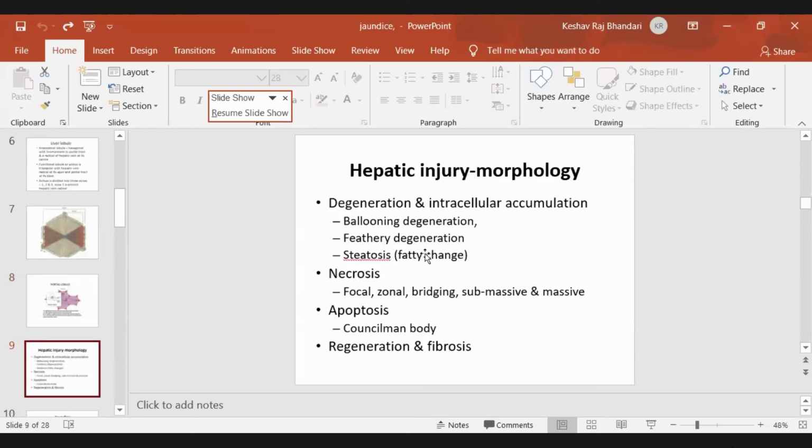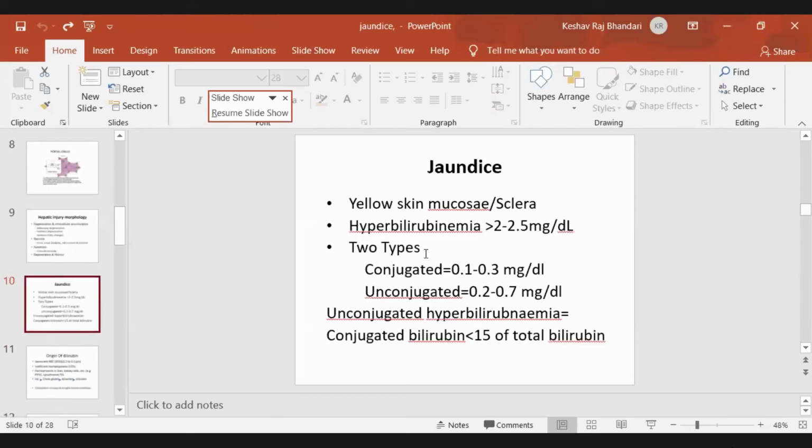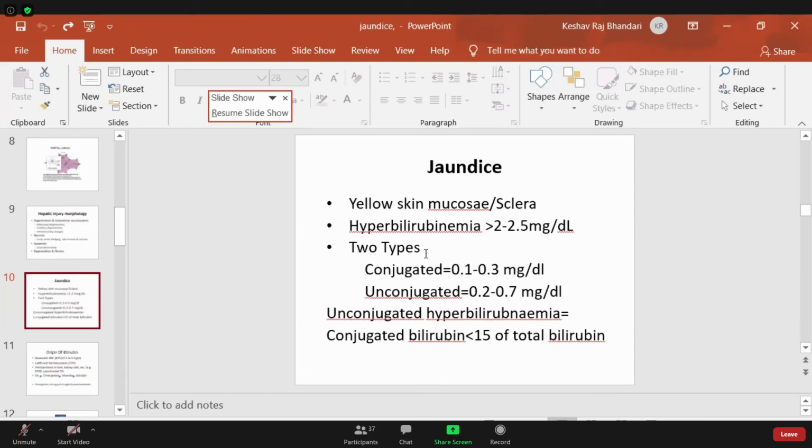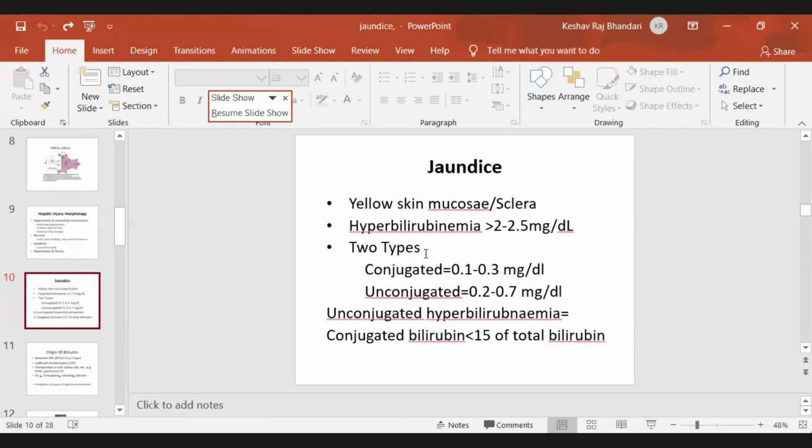Hepatic injury, this will be talking about what the changes in the liver cell are when it is injured by hypoxia, toxin or infection or whatever. That is just, this is not part of jaundice. Jaundice is, as I told you, yellow coloration of skin, mucosa or sclera. Biochemically, it is hyperbilirubinemia, more than 2 milligram of serum bilirubin. Normal serum bilirubin is 0.2 to 1.2 milligram. And clinical jaundice appears when the serum bilirubin increases to 2 or more.